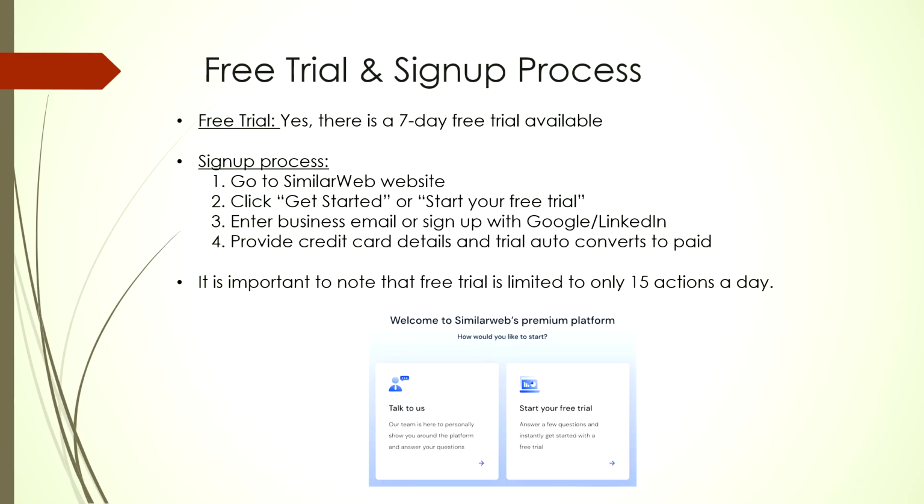So when it comes to the free trial and sign up process, yes, it does include a free trial. It's a 7-day free trial. When it comes to the sign up process, there's 4 steps. So basically, you go to SimilarWeb website, you click get started or start your free trial. You enter your business email or sign up with Google or LinkedIn. And then the 4th step, you provide credit card details and trial auto converts to paid. It is also important to note that free trial is limited to only 15 actions a day.